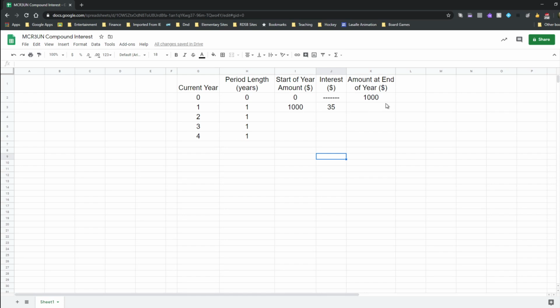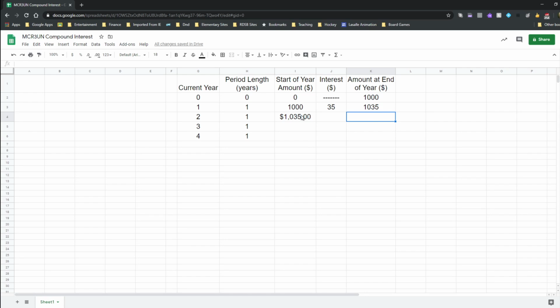So what do we have at the end of the year? We have 1,000 plus 35. I want to enter that as an equation, okay? So I'm going to write equals in this cell. You always have to start an equation with an equal sign in a spreadsheet. And I want it to equal this quantity plus this quantity. I don't want to just import it in because I want it to equal that amount.